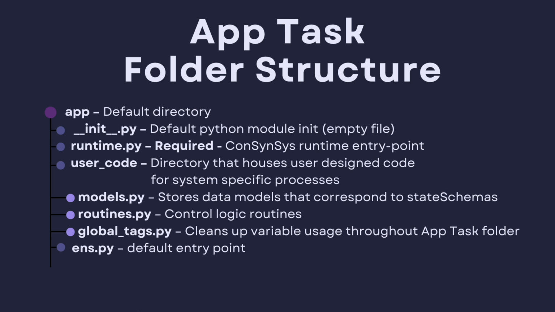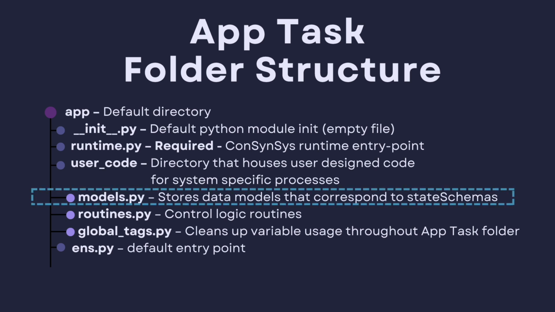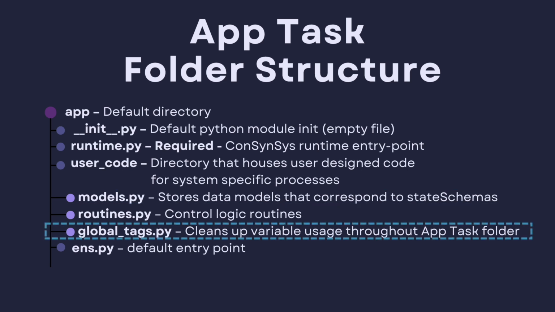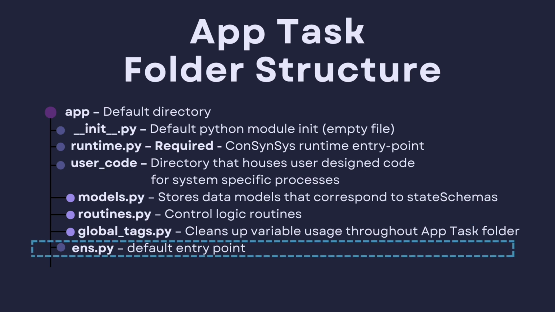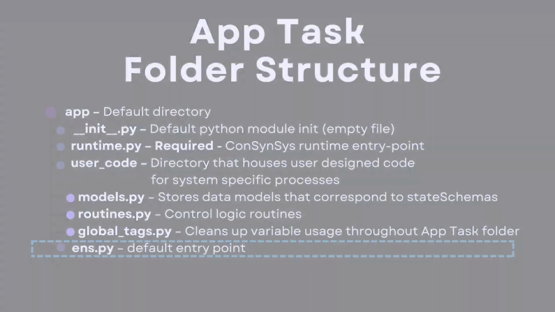Here's a quick overview of the app task folder that we're going to review in this tutorial. We'll go over the models.py file, which we learned about in the I/O task tutorial, which will store the data models that correspond to the state schemas in our system definition, the global tags.py file, which helps clean up variable usage throughout the app task folder, and lastly, the ens.py file, which is the default entry point to the event bus from the app task side of the code.